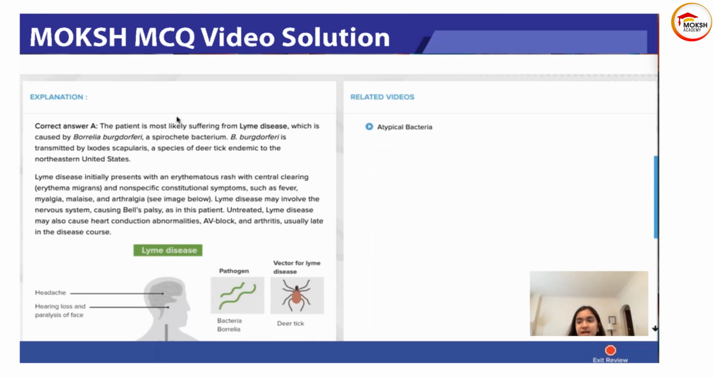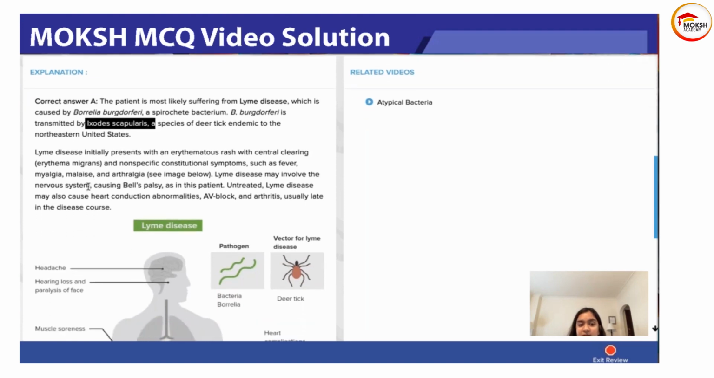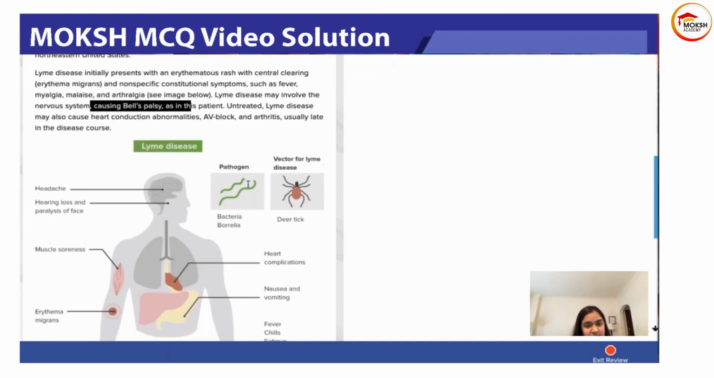So this patient is most likely suffering from Lyme disease, which is caused by Borrelia, a spirochete bacterium. It's transmitted by the Ixodes scapularis, a species of deer tick, which is endemic to the northeastern United States. It initially presents with an erythematous rash with central clearing and non-specific constitutional symptoms like fever, myalgia, malaise, arthralgia, and it can involve the nervous system causing Bell's palsy, as in this patient. Untreated Lyme disease may also cause heart conduction abnormalities, AV block, and arthritis, usually later in the disease course.